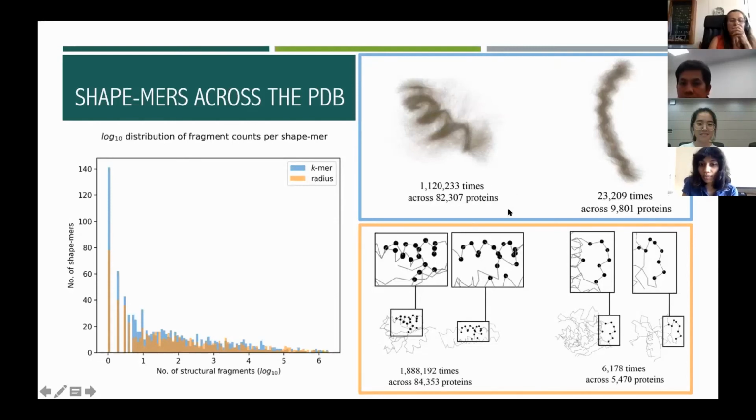And you see one of the most common ones is just an alpha helix, and then this is something that's a bit less common. And similarly for the radius approach, you have a common one being an alpha helix next to another one, and then a more rare one being something on the surface. One thing you'll probably notice here is that these proteins which we're comparing are really different from each other, but because of this approach, we can compare parts of them.